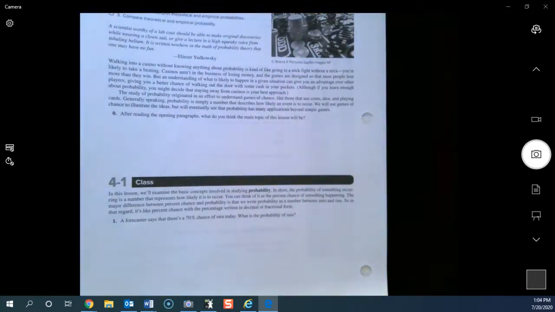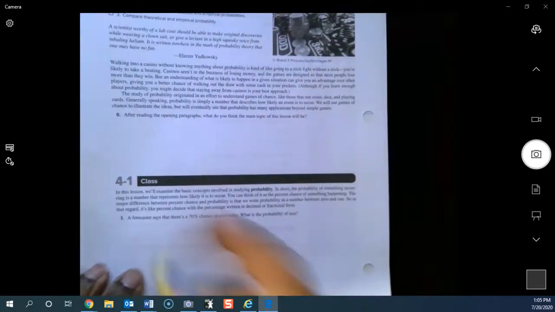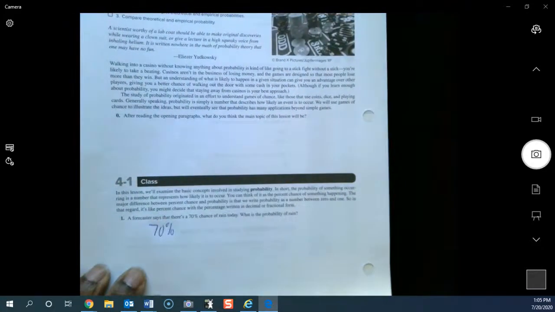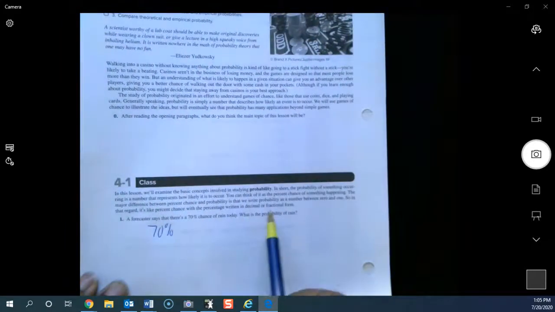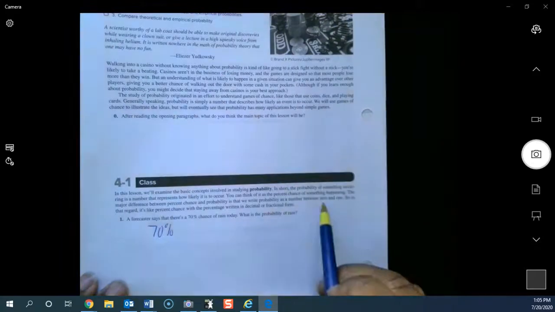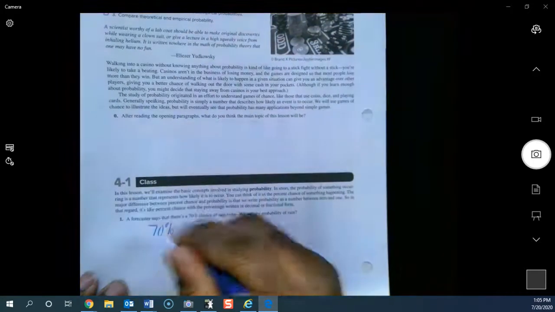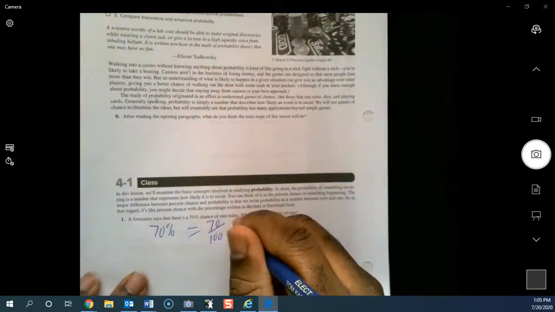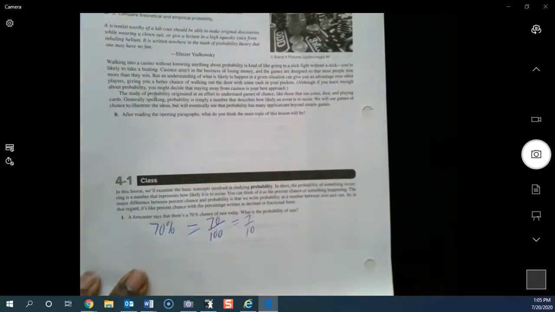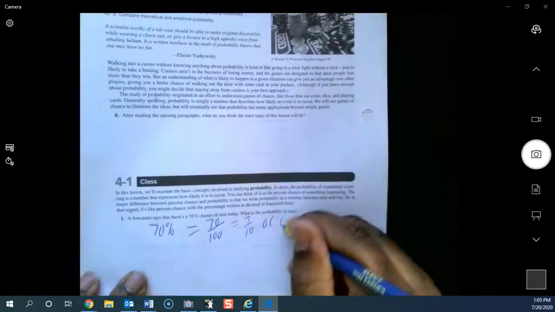Number one, it says a forecaster says that there's a 70% chance of rain today. What is the probability of rain? So remember, 70% is written as so, but now we have to rewrite this in decimal or fractional form because we want our answer to be between 0 and 1. So 70% is the same thing as 70 over 100, and then we can simplify this to be 7/10. Or we could write this as 0.7.